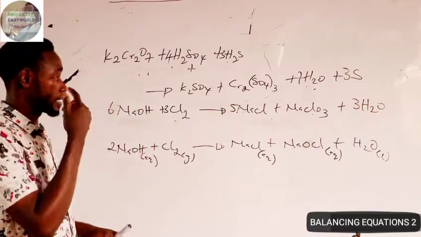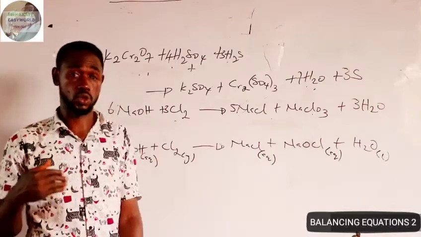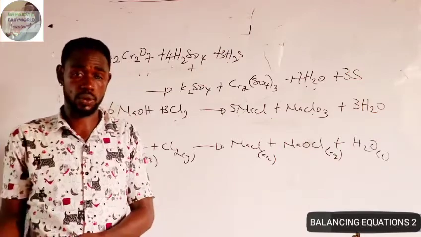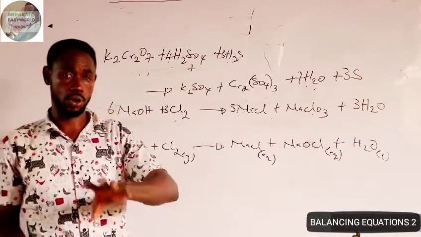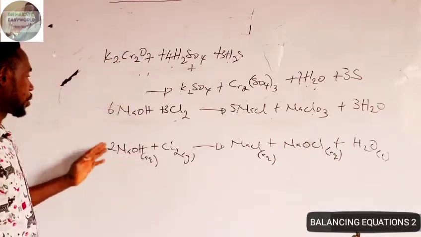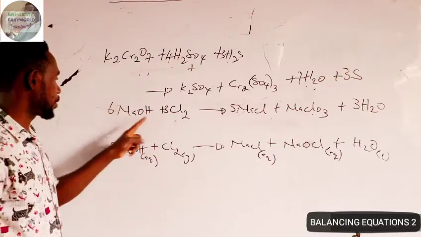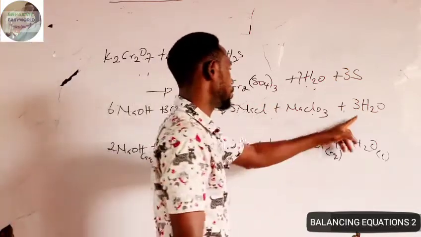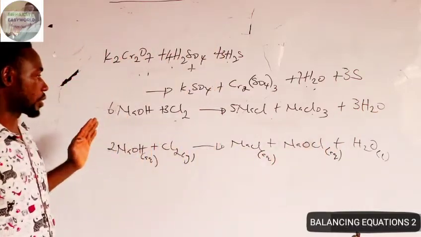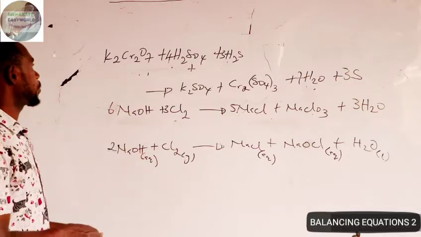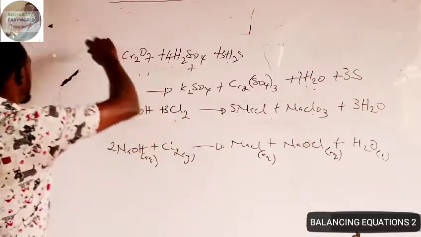I might take another example. Remember, you are advised to use whole numbers, but you can use halves to balance equations. But it's advisable you use whole numbers so that while doing your stoichiometry, like now, the stoichiometry of this reaction should now be 6:3:5:1:3. You can easily do your calculation well without using decimal points. Okay, I'll take another example.